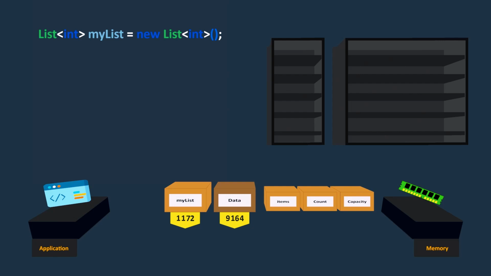The key members of the list class are items, count, and capacity. Items holds the elements of the list. Count represents the number of elements contained in the list. Capacity denotes the total number of elements the list can hold. When we create an instance of the list class, both the count and capacity values are initially set to 0.